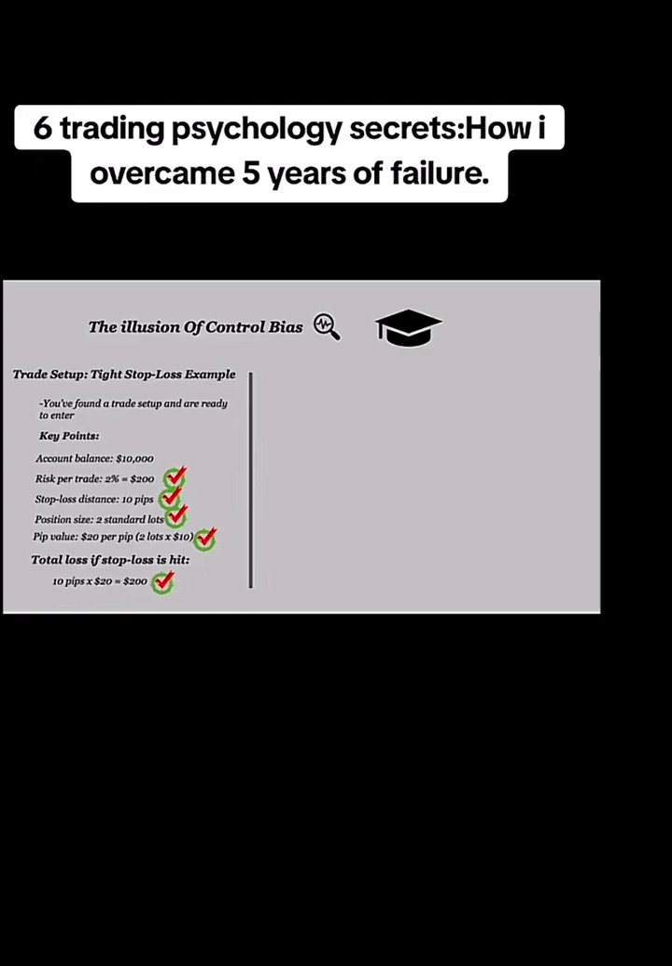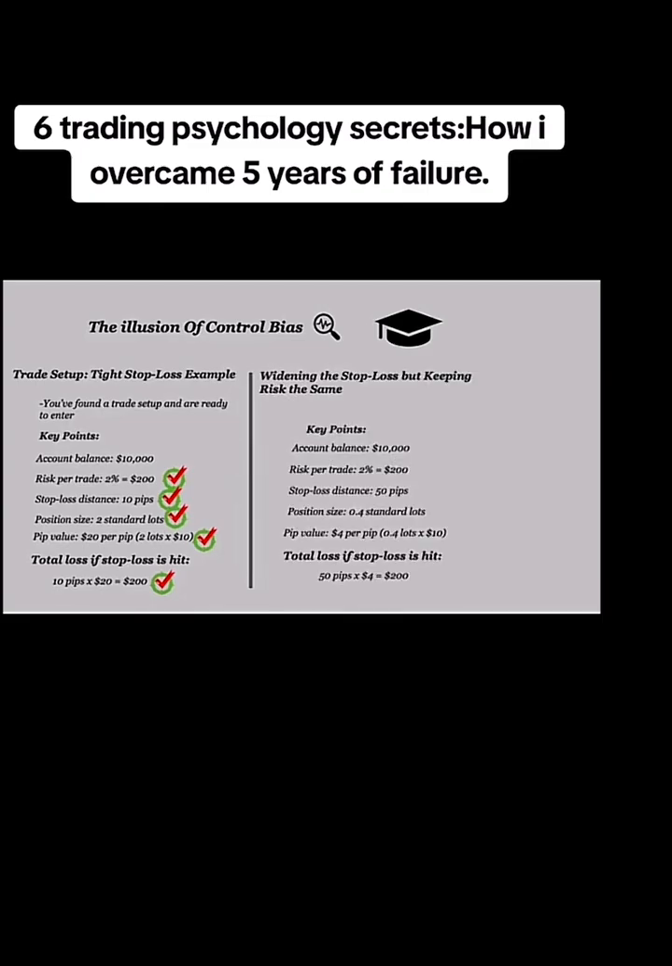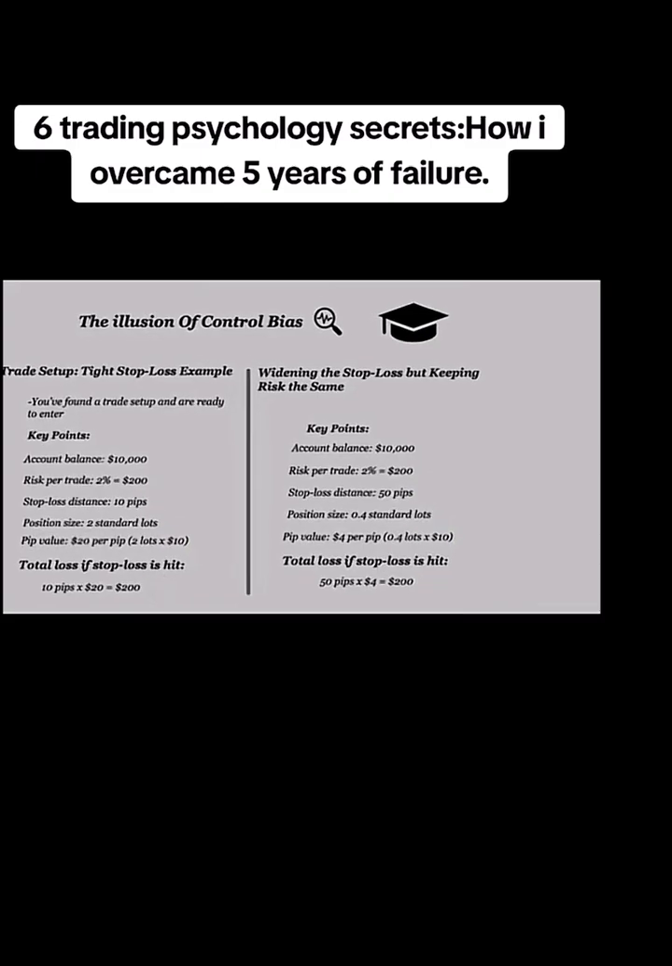$20 per pip. Now, what happens if you widen the stop loss but still risk the same $200 on the trade? In this case, you adjust your stop loss to 50 pips and reduce your position size to 0.4 standard lots. With this adjustment, each pip equals $4 in total. If the market moves 50 pips against you and hits the stop loss, your total loss is still $200, calculated as 50 pips multiplied by $4 per pip. Here's the key difference. With the wider stop loss, your trade has more room to breathe. It accounts for normal market volatility, reducing the chances of being stopped out prematurely.